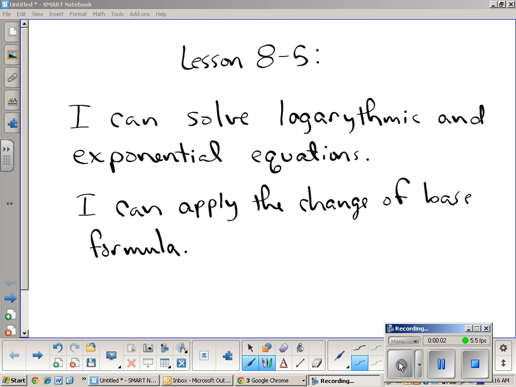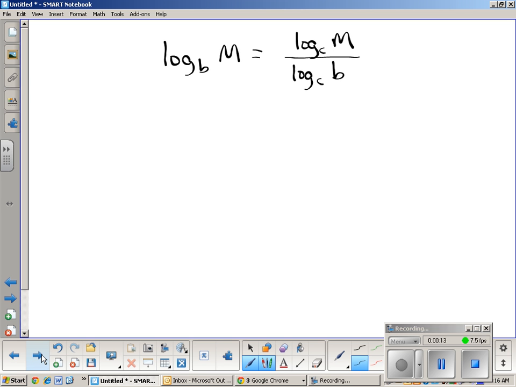Okay, a couple concepts we want to work on today: solving logarithmic and exponential functions, and applying the change of base formula. The change of base formula looks something like this. We have log base b of m is equal to log base c of m over log base c of b. C just stands for a common log between the two.